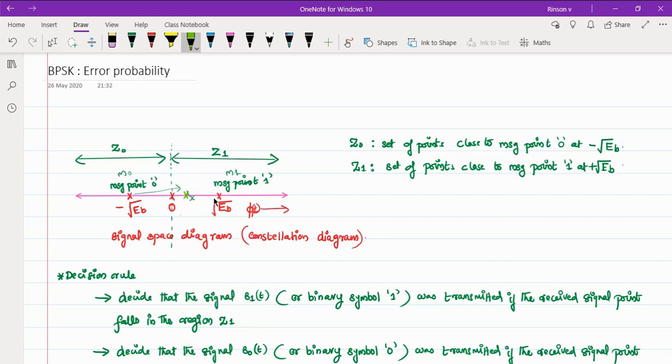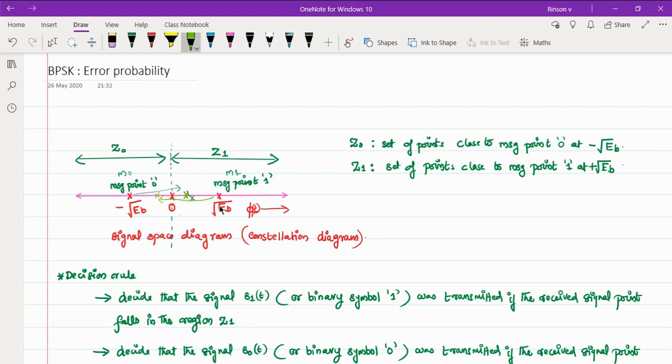Similarly, I have transmitted 1, but because of the noise, I may receive a point somewhere here, and it will be decoded as 0. I transmitted 1, but it will be decoded as 0. So these are the errors that can happen in BPSK.